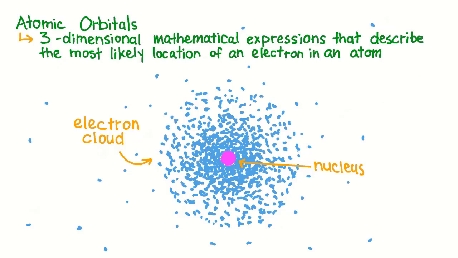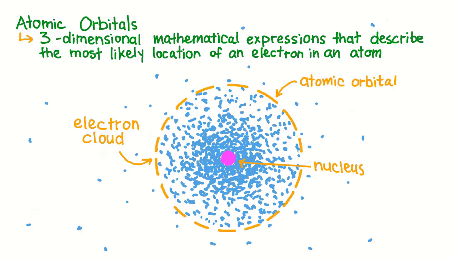Using the mathematical framework of quantum mechanics, scientists created three-dimensional mathematical expressions to describe the shape of this electron cloud. These mathematical expressions, which are called atomic orbitals, have shapes that contain a majority of the electron density around the nucleus. So atomic orbitals tell us where an electron is most likely to be found in an atom.